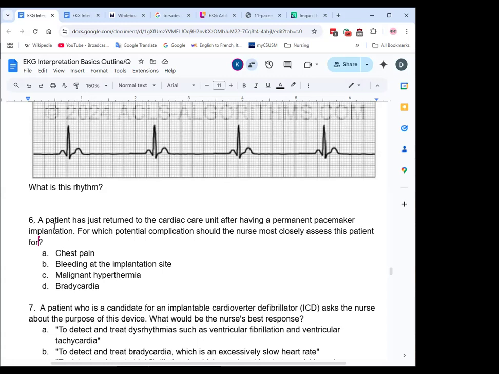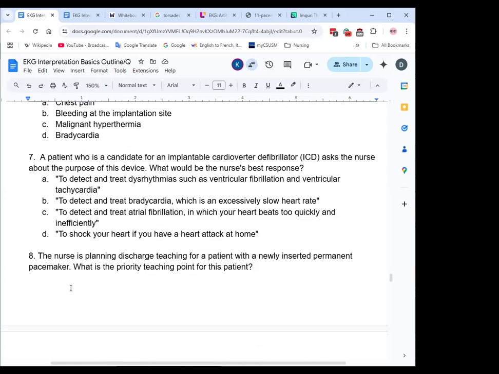Scroll down. Okay. Number 7. So this was with the ICD. What is the purpose of the ICD and what is your best response? So let's see what we got. I realized you didn't go too far into any of the pacemaker, ICD, AICD, etc.